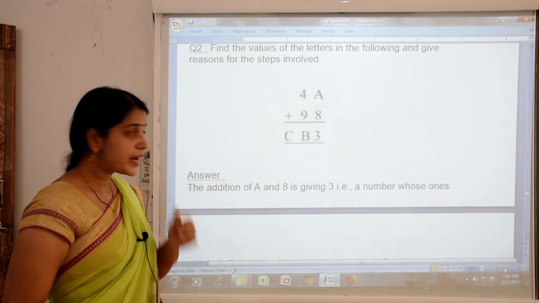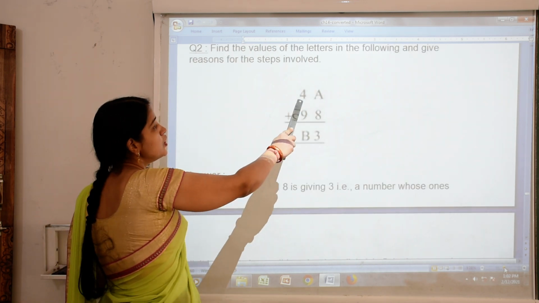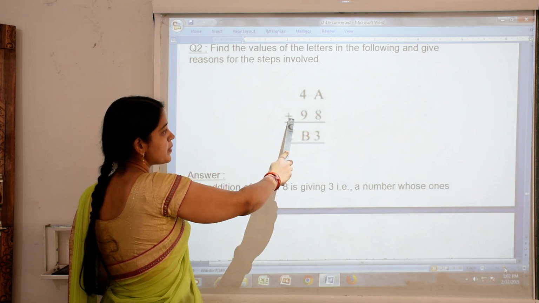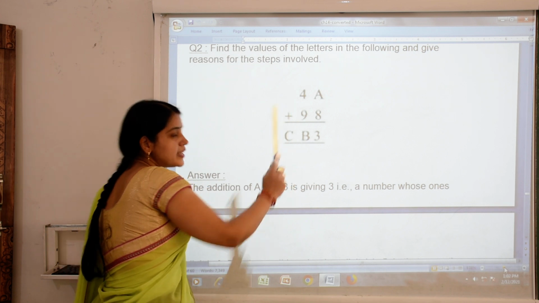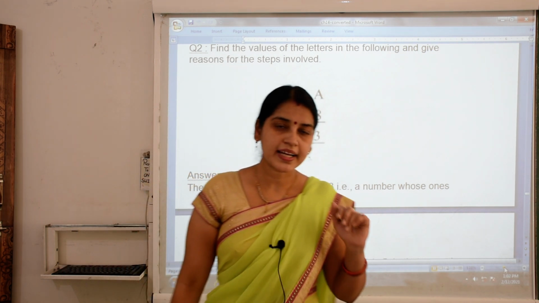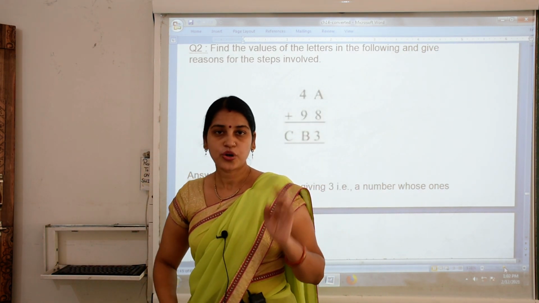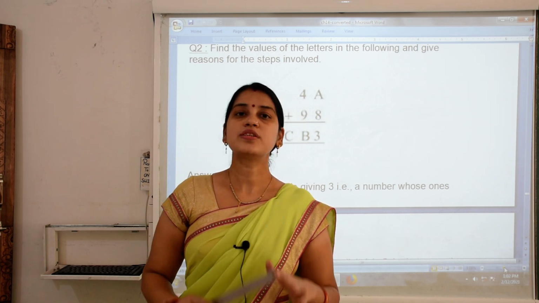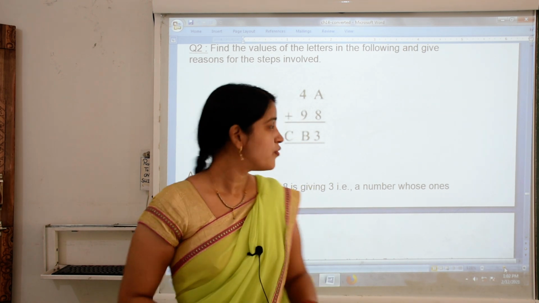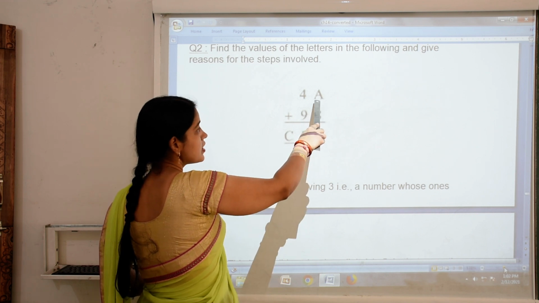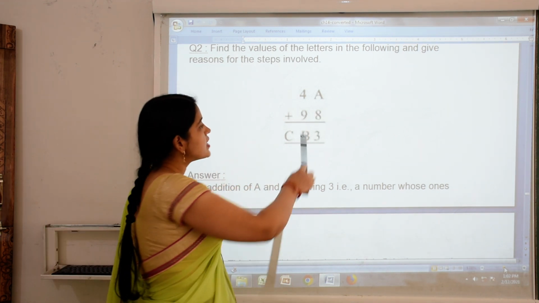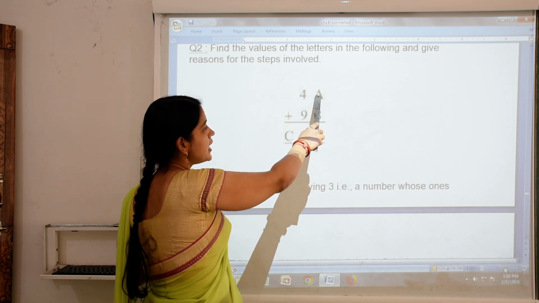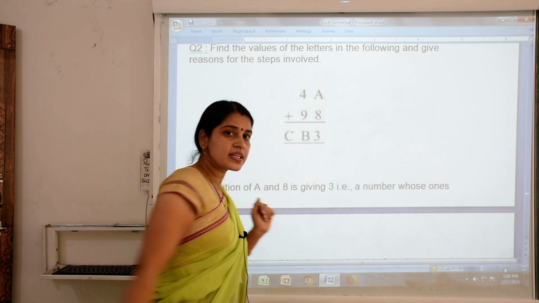Now see the second one. In the second, again you have 4a plus 98. So it gives cb3. Now how many letters does it have? 3 letters. It has 3 letters whose values you have to find. So first, we always start from the ones column. So in the ones column we have to add a plus 8, it gives 3.